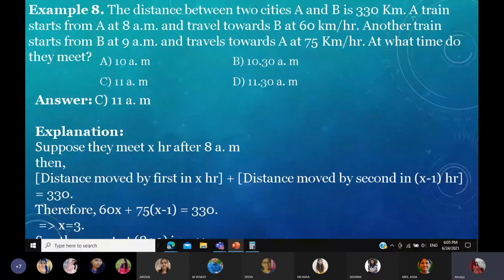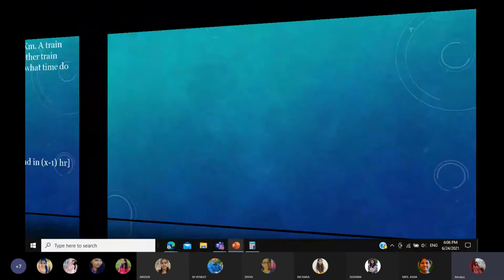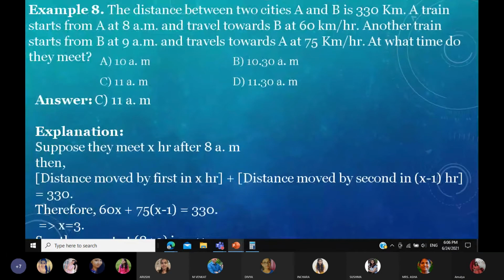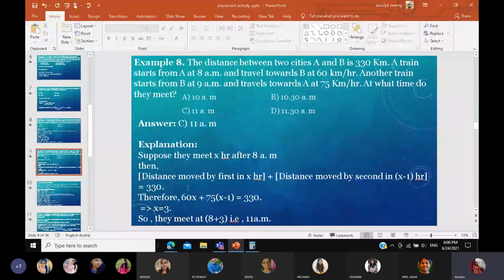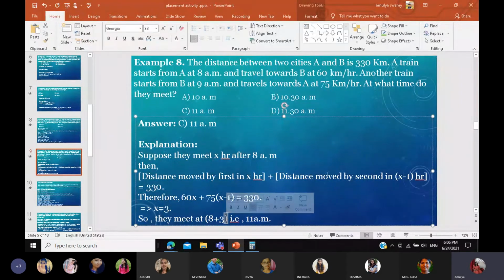Here we take distance moved by the first in X hours plus distance moved by the second in X minus 1 hour is equal to 330, where the distance between the two cities is 330 kilometers. Therefore, 60 kilometers into X distance and 75 kilometers in X minus 1 distance, where we get the value of 330, where X is 3. So they meet at 8 plus 3, 8 plus 3 is 11 a.m. We have found the value.